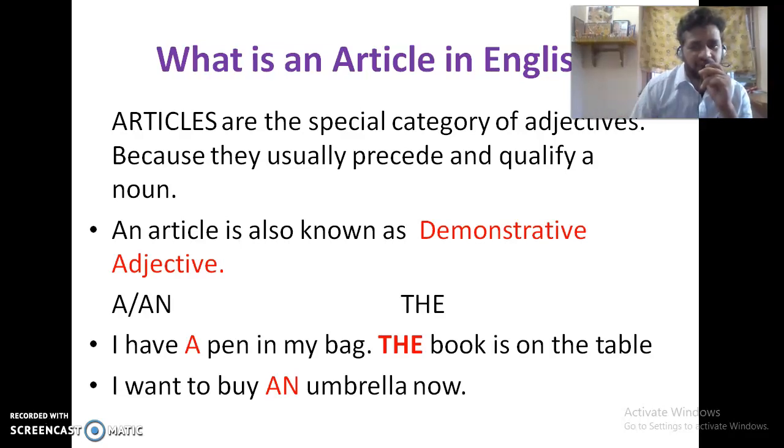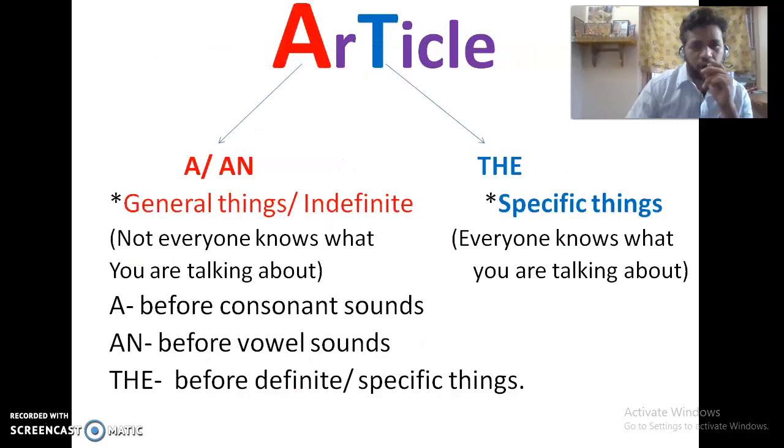Because here we have some specific and important rules. Let us see what the rules regarding articles are. I gave the title in which a and the are highlighted. A, an are indefinite articles, and the is the definite article. A, an, indefinite, usually talk about general, indefinite things, not specific, not clear, and not everyone knows what you are talking about. Coming to specific things, everyone knows what you are talking about. That is the main distinction: a, an are indefinite articles, the is the definite article, which talks about specific and very clear things.